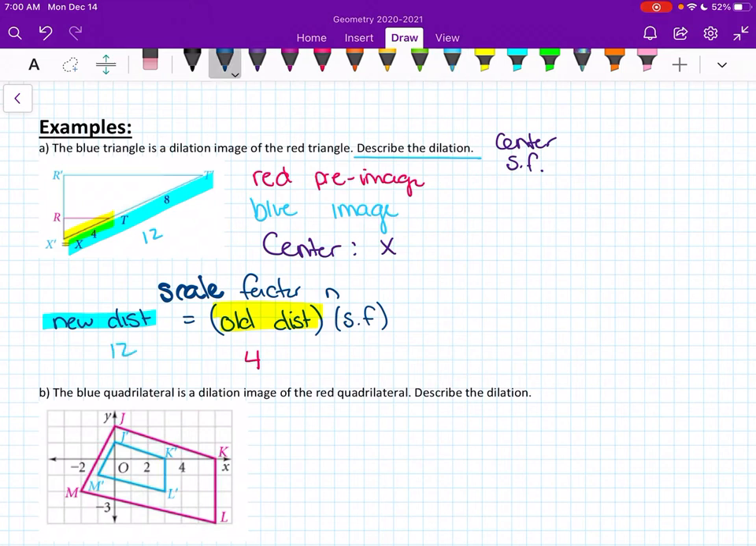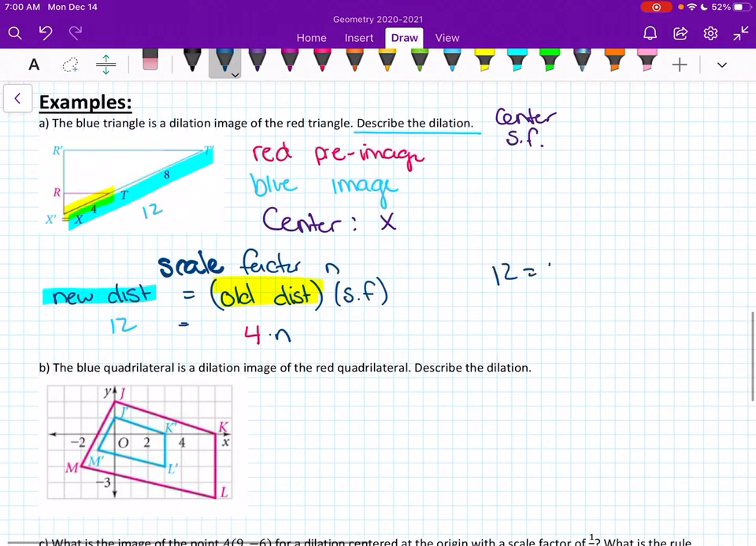And then go ahead, set it equal times N for the scale factor. So then I get 12 equals 4N, divide both sides by 4. I get that my scale factor is 3. Okay, so my center is X and my scale factor is 3.